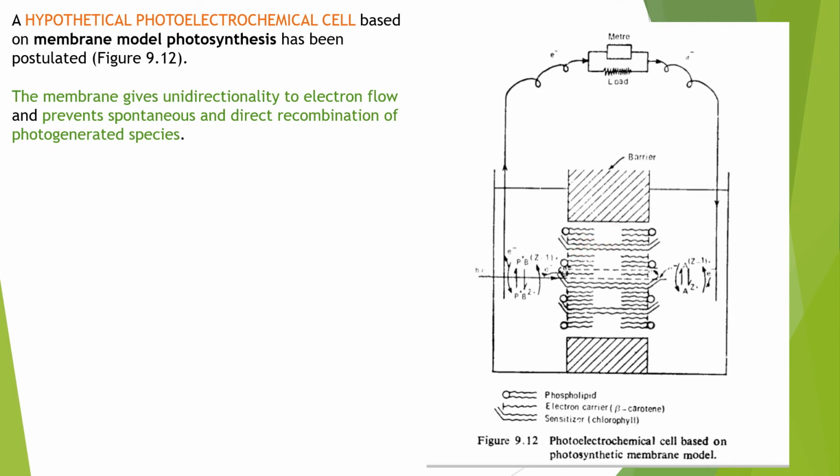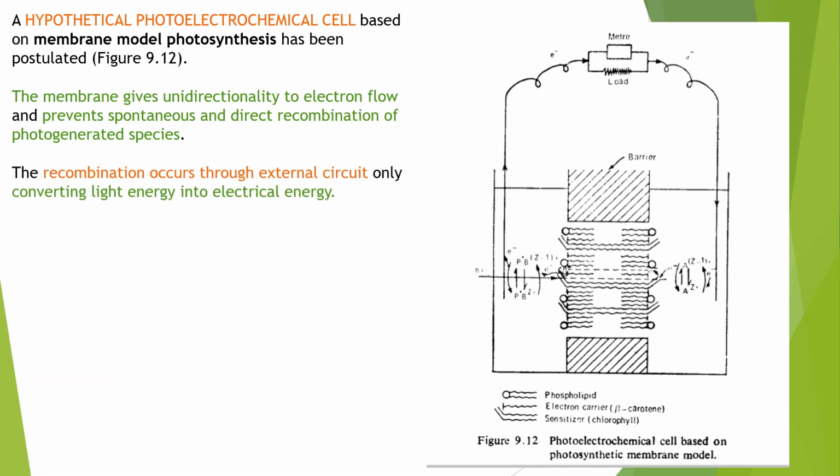The membrane gives unidirectionality to electron flow and prevents the spontaneous and direct recombination of photogenerated species. That means it will reduce the reverse reaction. You can get the reaction in one direction.